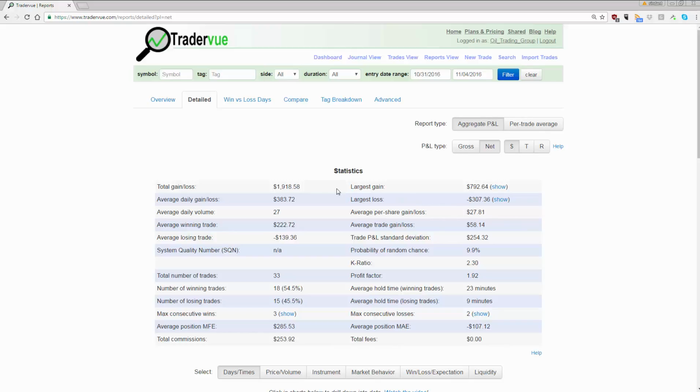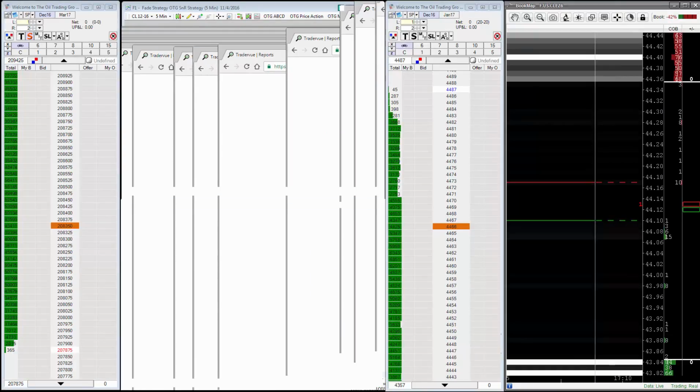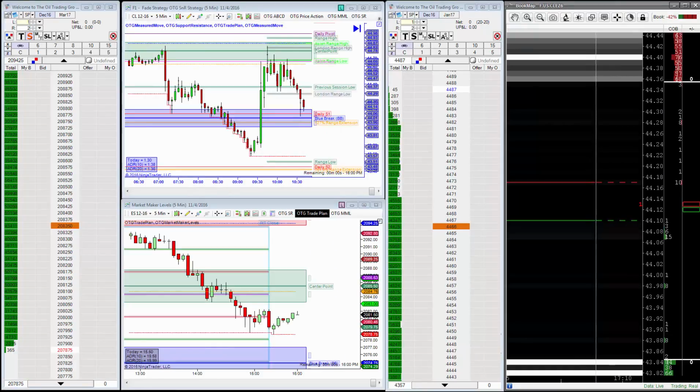So again, this is the week of this Monday the 31st through the 4th, and again, the real emphasis being placed on cutting your losers short and letting your winners run. So that's your TraderView stats. There'll be a copy of these in the web posting as well.